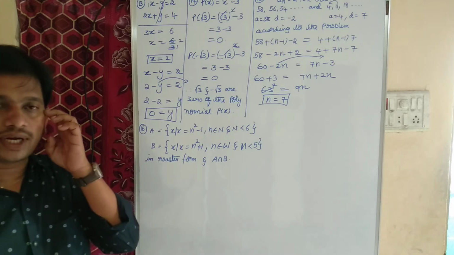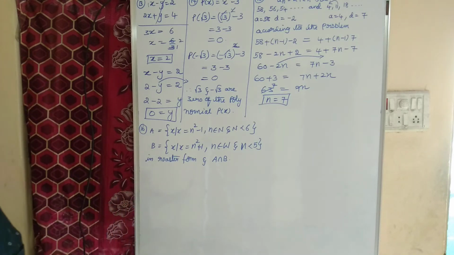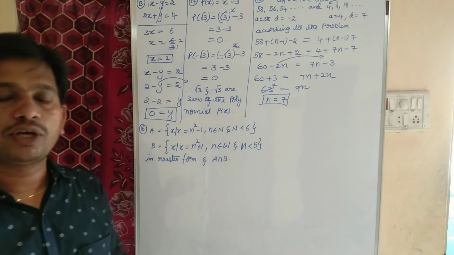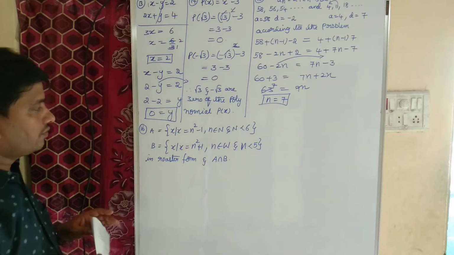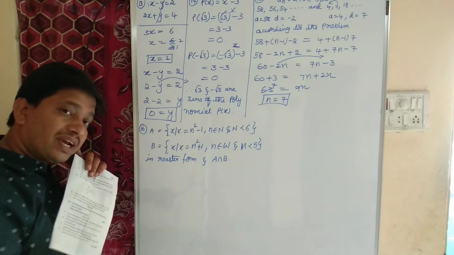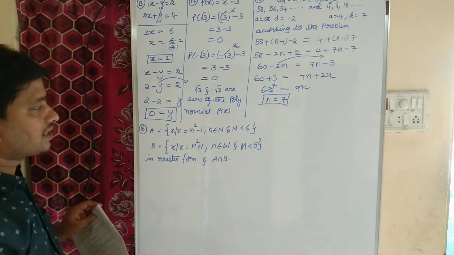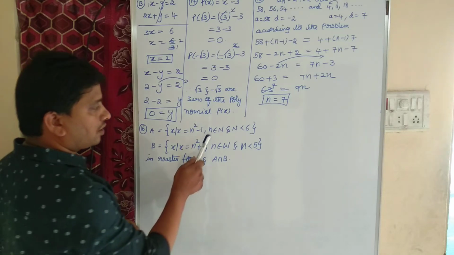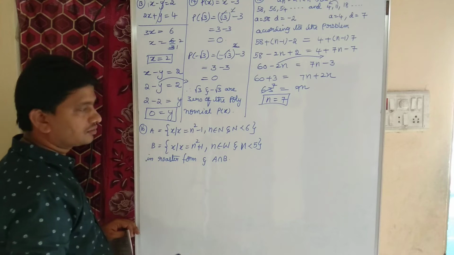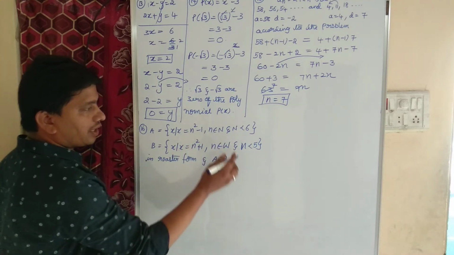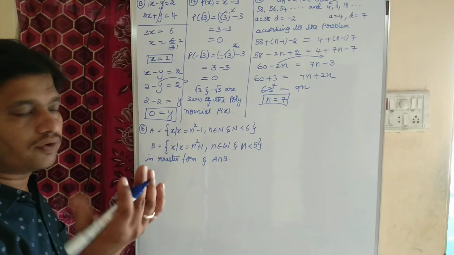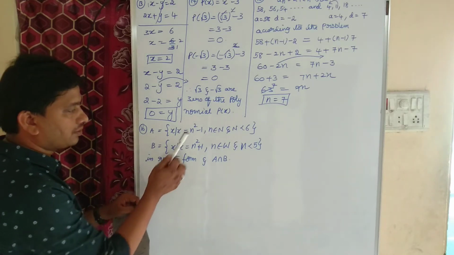In roster form, we need to write the elements within the set, and also separate the elements using commas. If you read the condition carefully: x such that x equals n squared minus 1, where n belongs to natural numbers and n should be less than 6. So children, first, n less than 6 means we have to take 1, 2, 3, 4, 5.